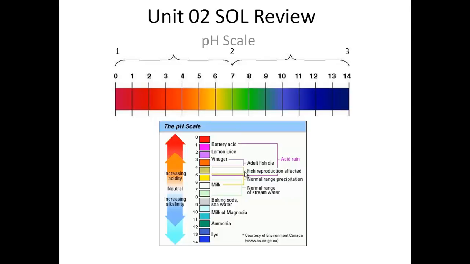Fish production is affected. Adult fish die if we get to about a pH of 3.5 or more acidic. We have vinegar, lemon juice, and battery acid. Acid rain can actually be in a whole range of things. Then we have baking soda, milk of magnesia, ammonia, and lye. So if we put 14 in with 0, we get 7.